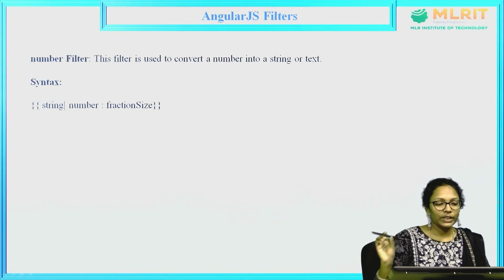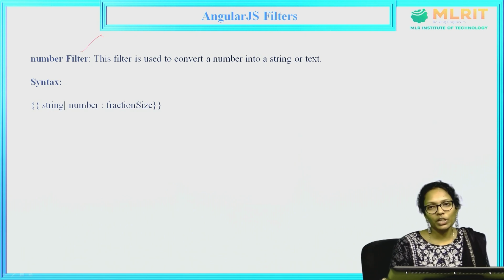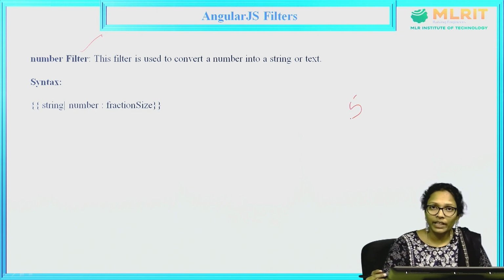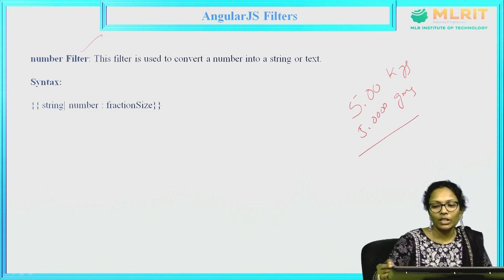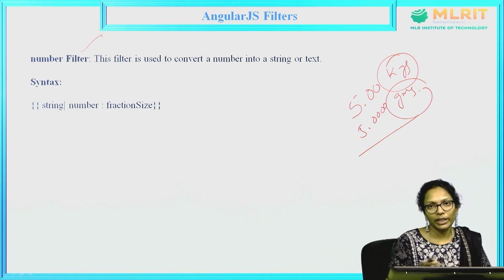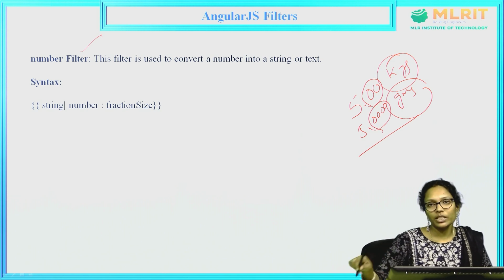So coming to the next filter, that is the number filter. The number filter is used to convert a number into string format. For example, I want to display some value like a measurement. So I have 5 kgs. So simply I cannot write 5. Along with that 5, I need to mention the kgs also. And sometimes we indicate fractional values, 5.00 kgs or 5.0000 grams. So like that I can give. You need to add this unit additionally, manually. So this will not be added by the filter. You are adding it manually. But this fractional part you are doing by using this number filter.